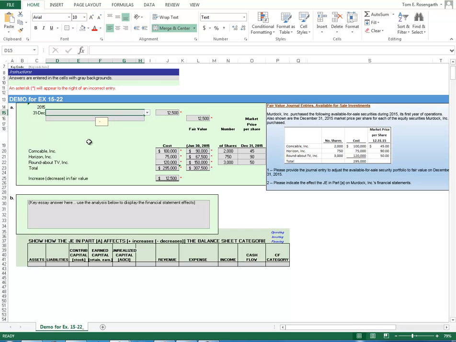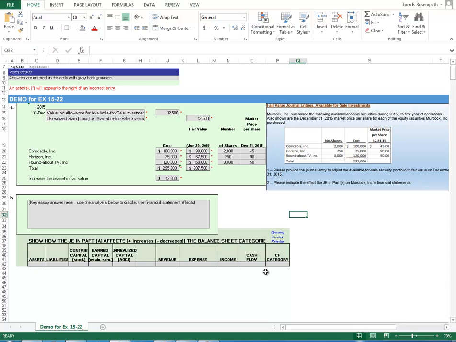Now, what are we going to call this? This is an unrealized gain, and so this is going to represent an increase in the valuation allowance for available-for-sale securities because we want to increase the asset account, and for the credit we want to show this as an unrealized gain on available-for-sale investments. Okay, there you have it. So here is our journal entry, and that satisfies part 1.